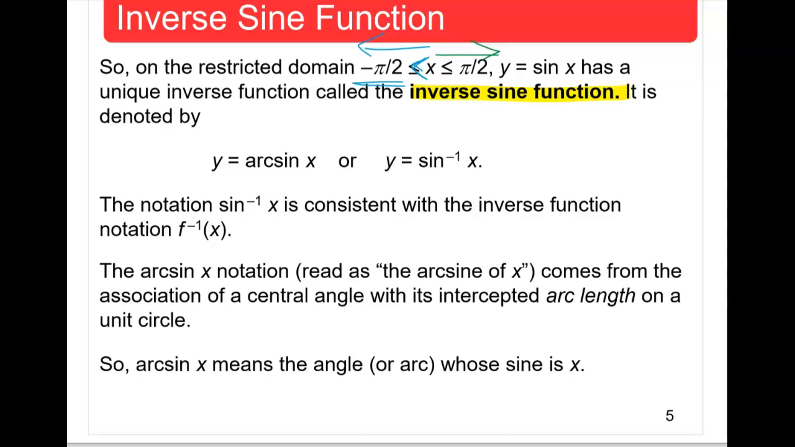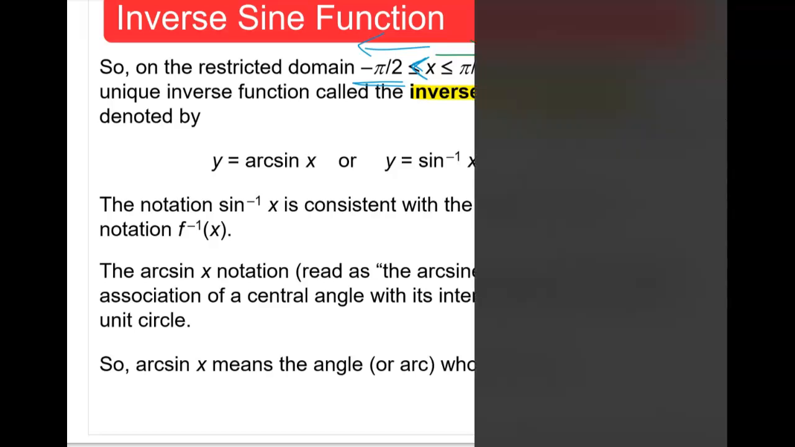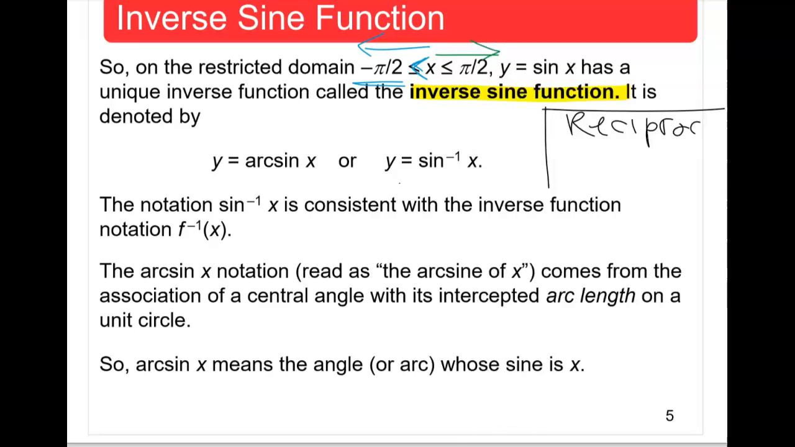I said at the beginning of the video, don't confuse this with reciprocal, so I'm just going to write this real quick. Reciprocal: two functions that are reciprocal could be the sine function and also the cosecant function, because the cosecant function is 1 over sine of x. That is what it means to be reciprocal.